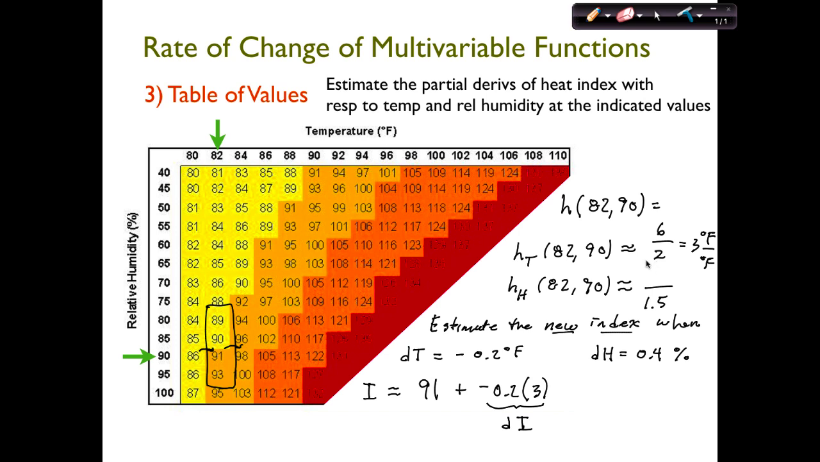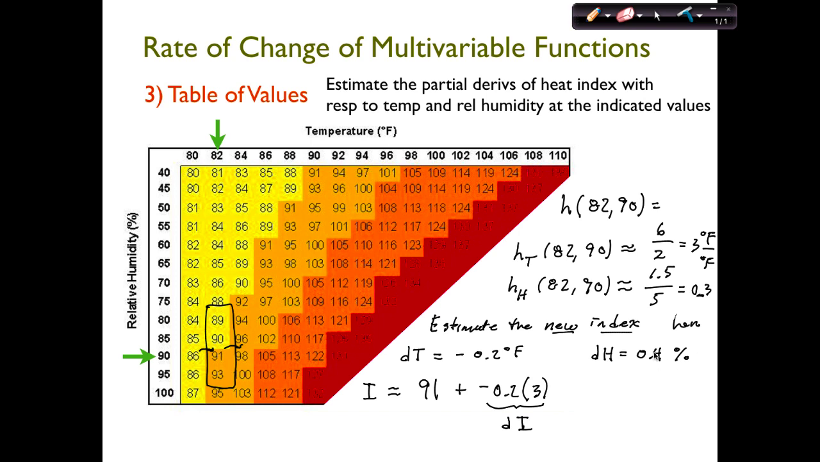Okay. That 1.5 here on top. Oh, because that's the change in index. Okay. Good. And then the change of humidity is 5. And what's that going to be then? 0.3.